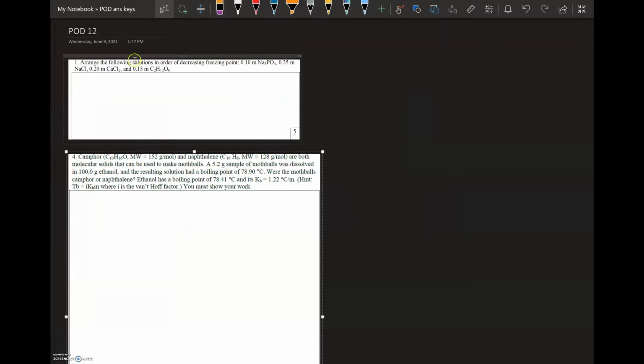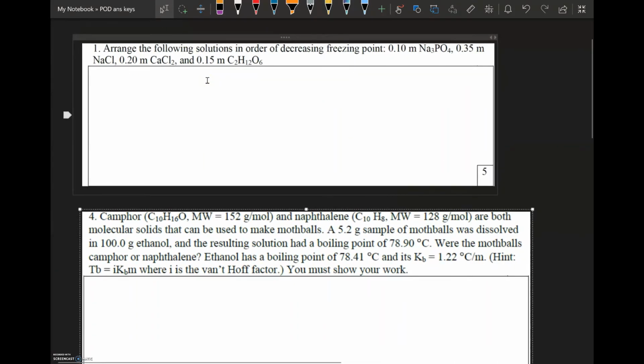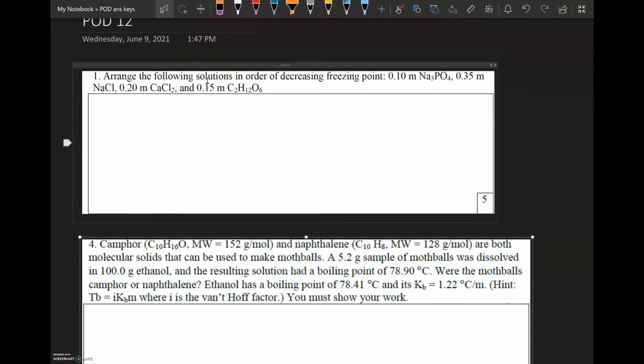Welcome back. So in this problem set here, we are going to be working again with topics that pertain to colligative properties. So in the first one, we have a problem that says arrange the following solutions in order of decreasing freezing point. And they give you several different solutions and the molarities of each solution.